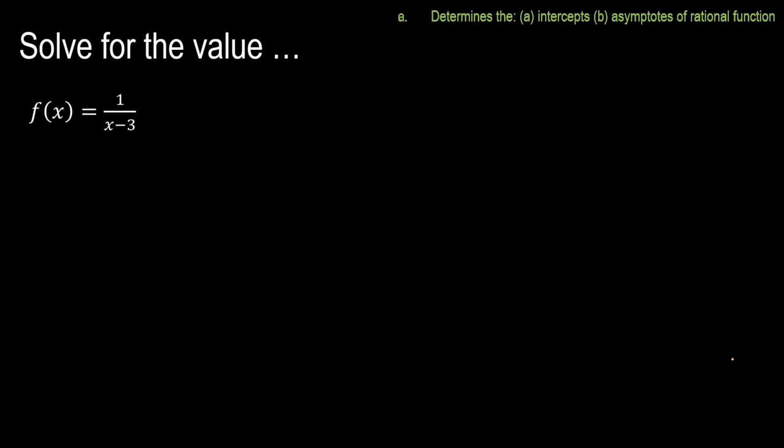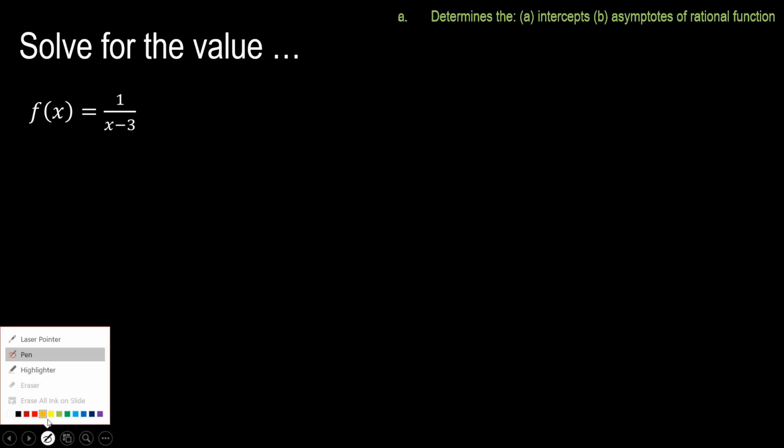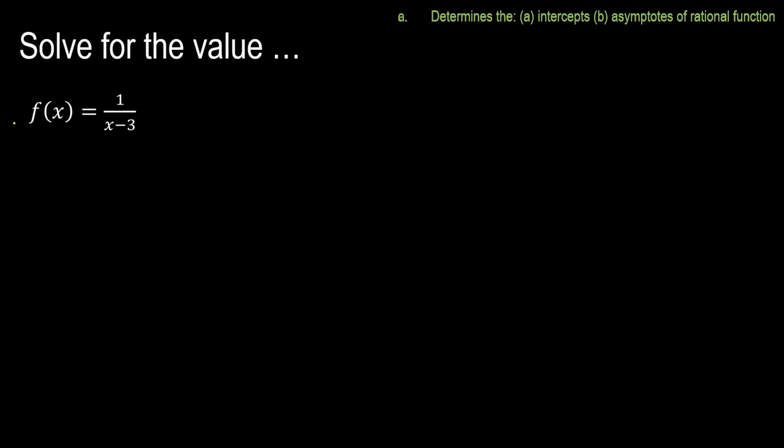Pero hindi ibig sabihin na walang horizontal, may oblique na. Okay? There are cases na walang horizontal, walang oblique. Okay? Let's have an example. Let's have f of x is equal to 1 all over x minus 3. Okay? The first thing that we're going to do is to solve for the x-intercept.